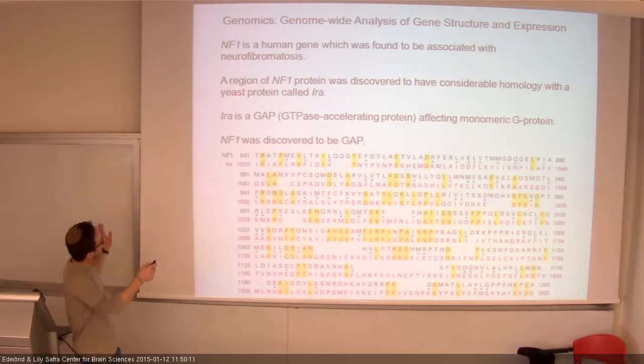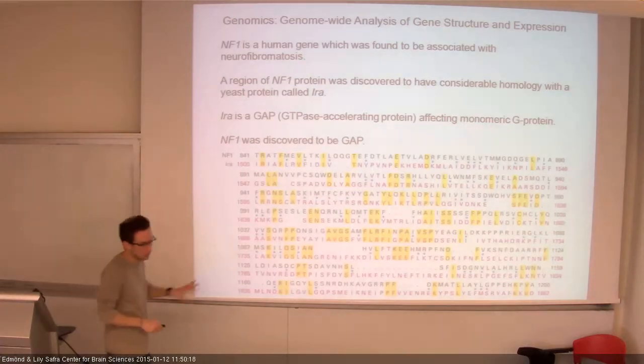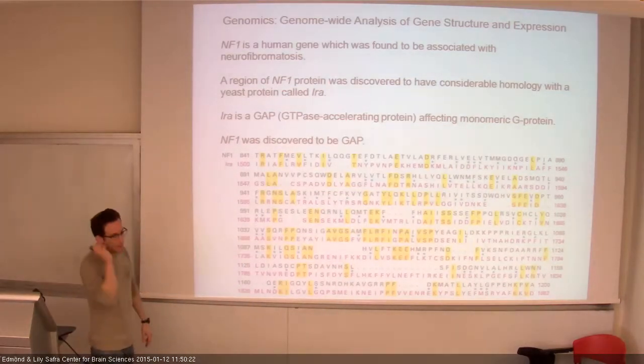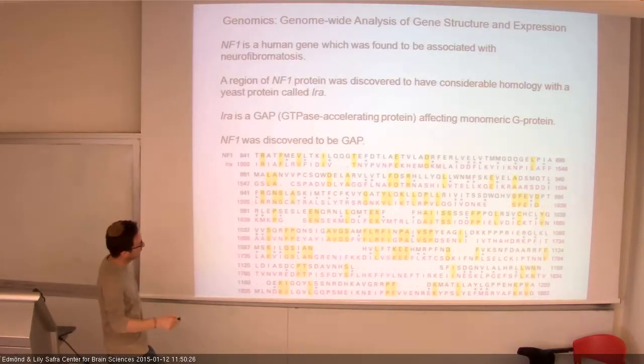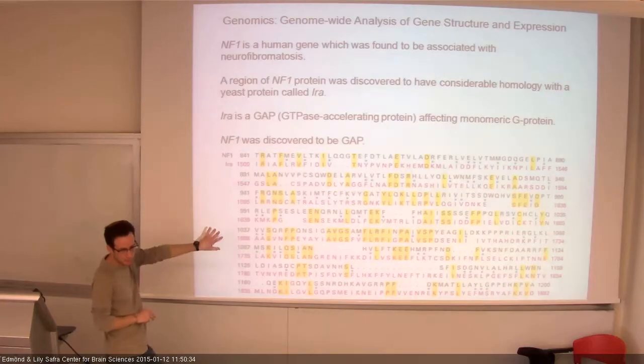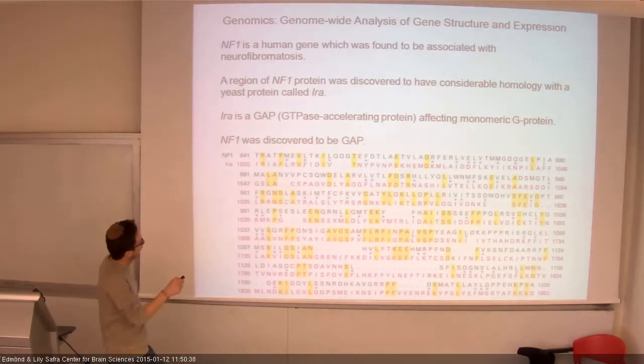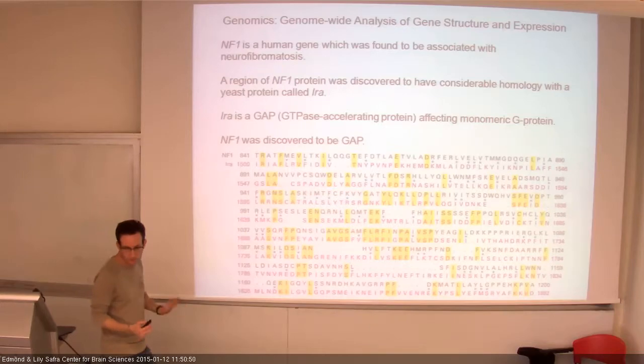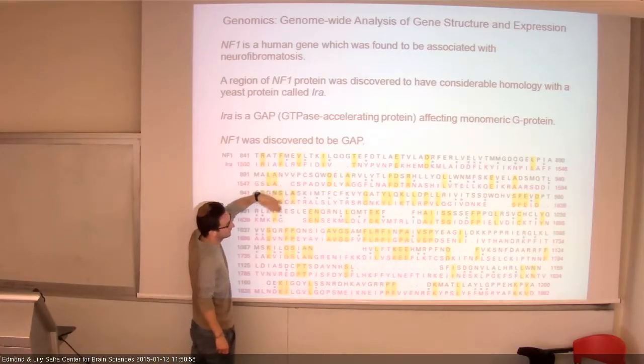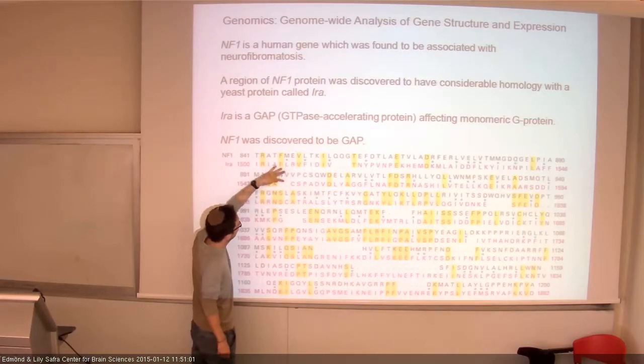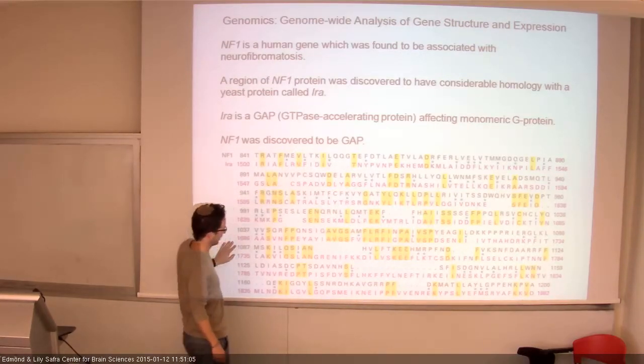Okay, so this is NF1. Originally it was discovered to have considerable homology, considerable similarity, with a yeast protein called IRA. To give you a feeling of what we mean by homology between IRA and NF1, the human and yeast genes, we're looking at the amino acid sequence level, not the nucleotide level. Yellow is identical amino acids, and blue dots are amino acids with similar characteristics, like hydrophobicity and reactivity, that we mentioned. It's an algorithm that allows gaps in both the reference and the non-reference protein, so we might have gaps here, and also in the black sequence.